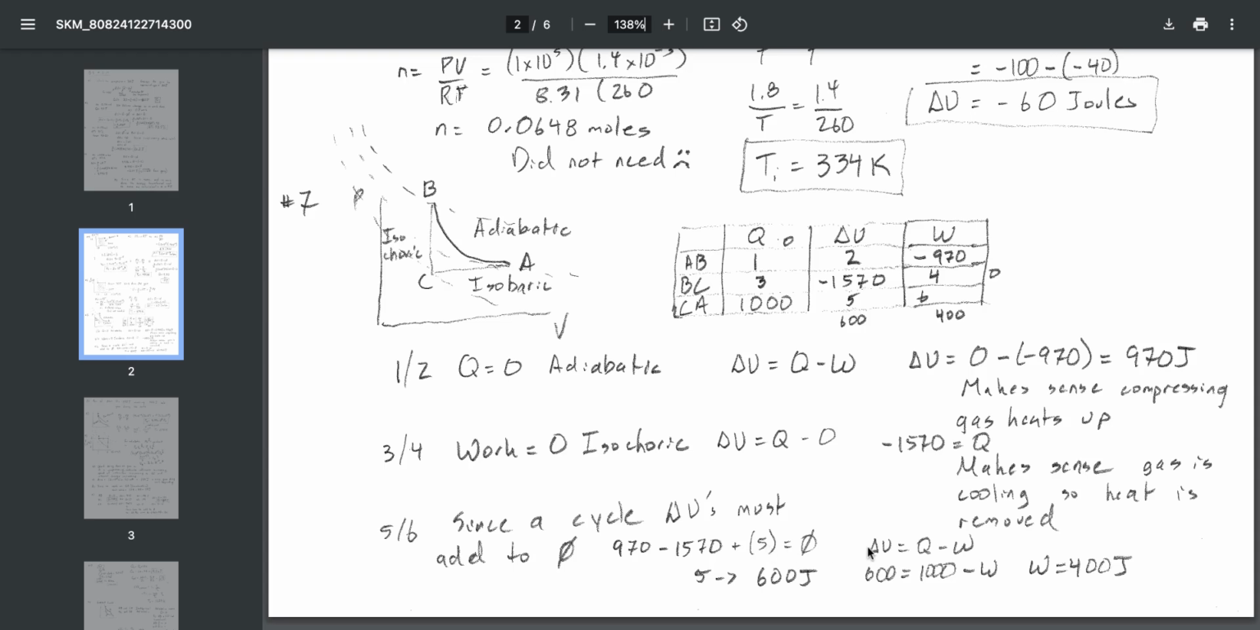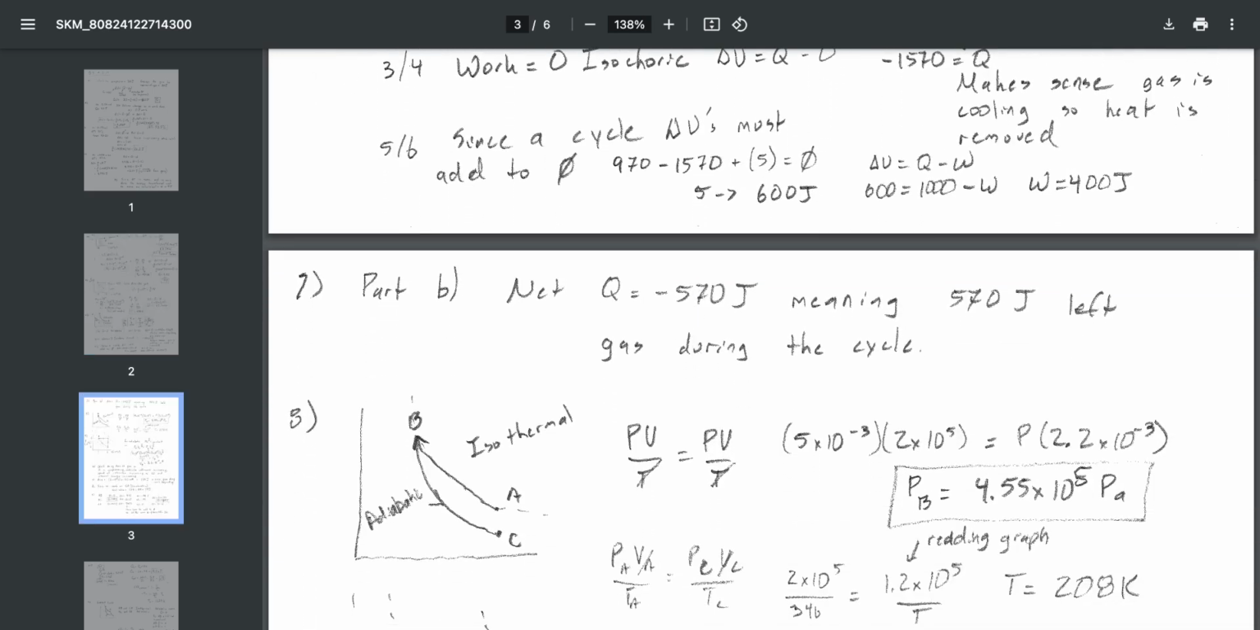And then once you have that, you can figure out how much work was done, because you know your 600 joules is equal to 1,000, because that's how much heat was dumped in on C to A, minus the work done. So the work in this case, it is expanding. It's doing work on the surroundings. So the work done there had to be 400. Again, these are super powerful for cycles, mainly because that middle column there, or wherever you decide to put it, it's got to end up at 0 when you add them all up.